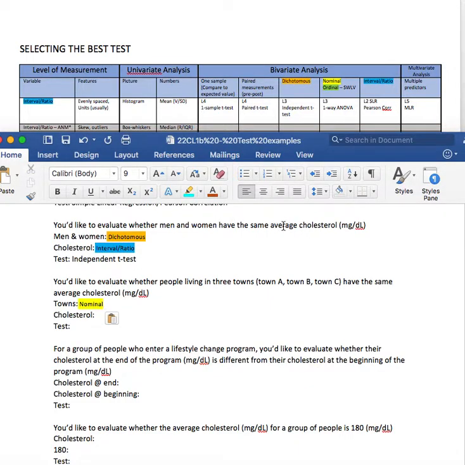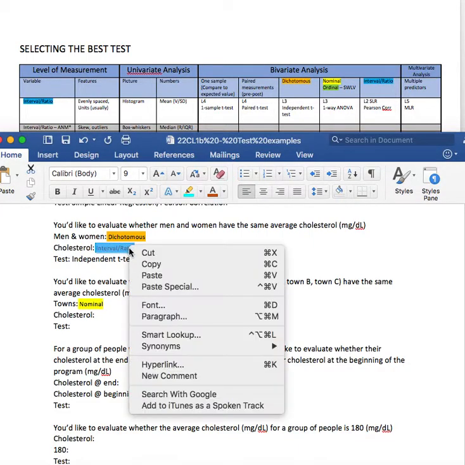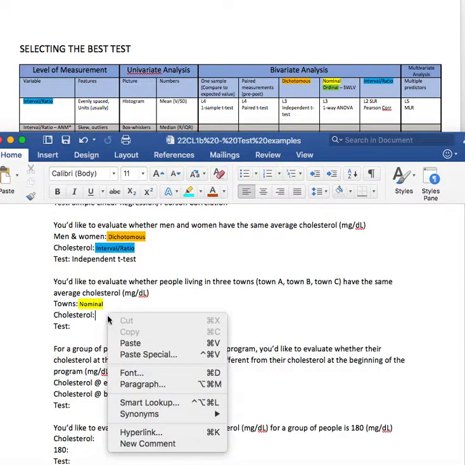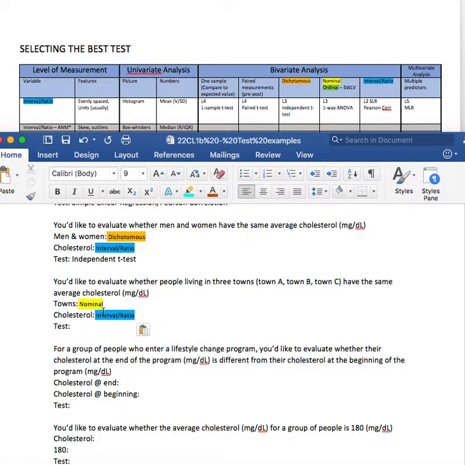Now up here we already decided that cholesterol in milligrams per deciliter is interval ratio. So let's go ahead and copy that here. As soon as we have something that has more than 2 categories by an interval ratio variable, then that test is called a one-way ANOVA. You can see that here. So that's our one-way ANOVA test.